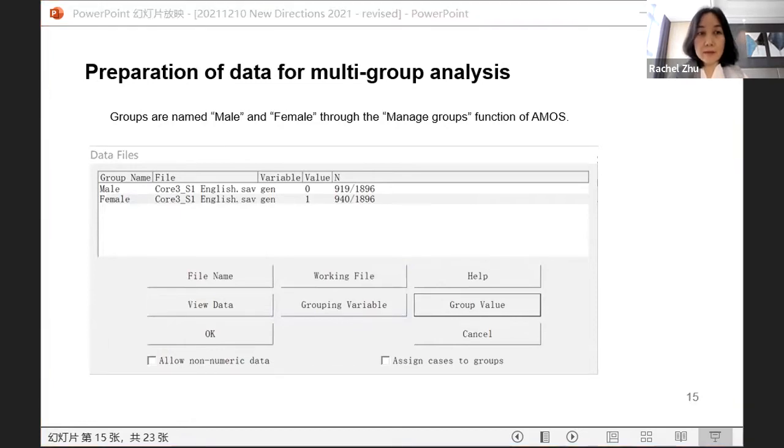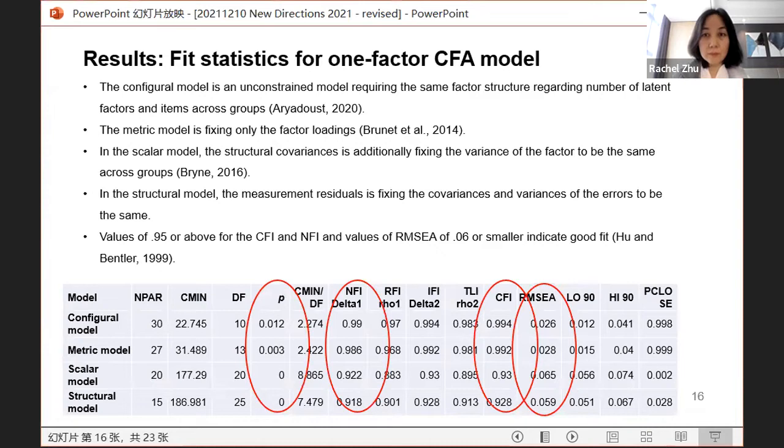And we also prepared the data for multi-group analysis using the function of manage groups from AMOS. And here is how we prepare the data for multi-group analysis. And here is the result. And this result is the result of fit statistics for one-factor CFA model. As we can see, we have the p-value here. We got the significant result across 4 models. And these 4 models, as I briefly mentioned, they are of different functions.